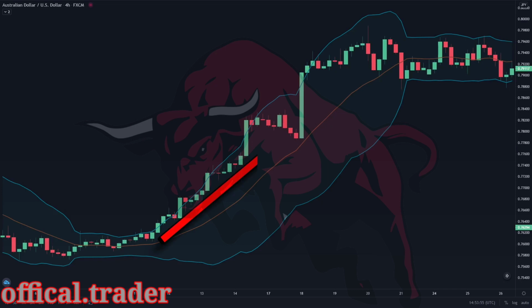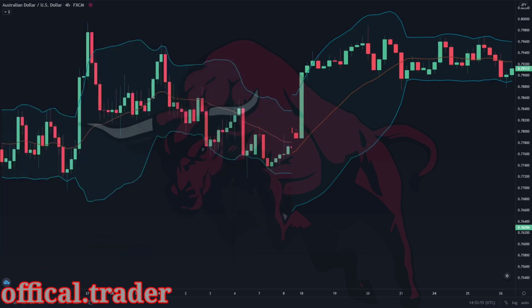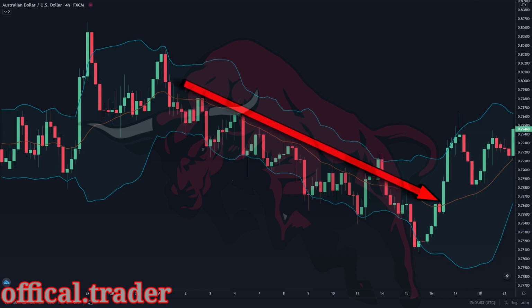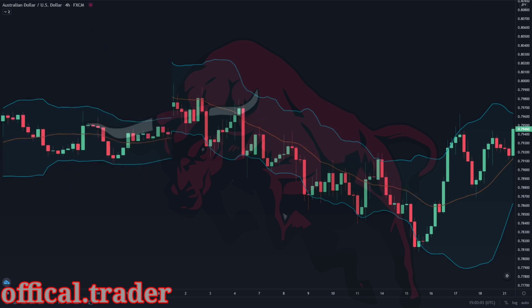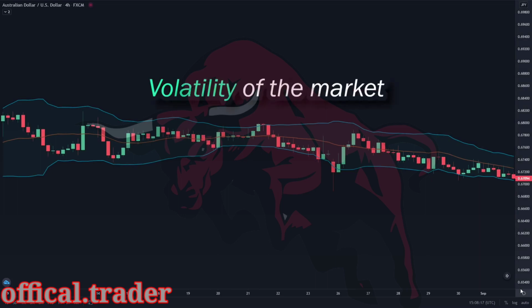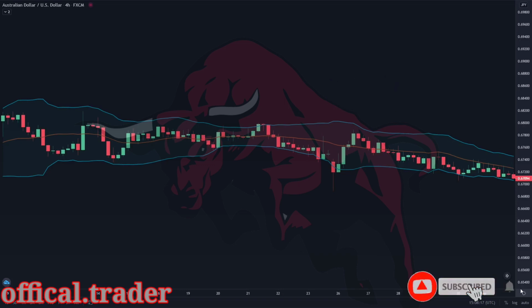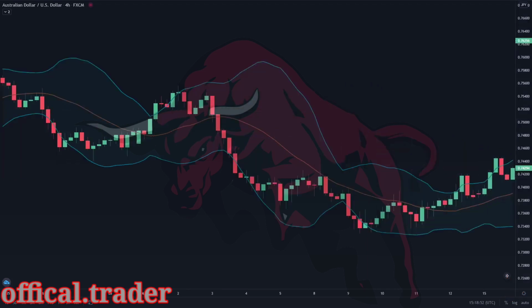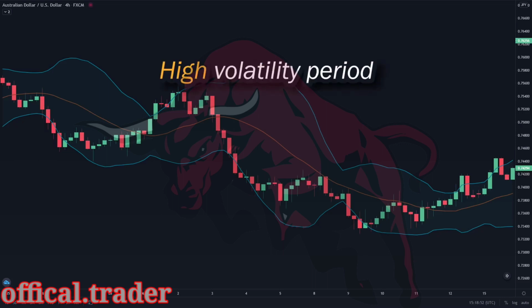The middle line shows the overall direction of the market. If the line is heading upwards, it means that the market is on an uptrend. And if the line is heading downwards, it means that the market is on a downtrend. The two standard deviation bands are used to detect the volatility of the market. If the bands are contracting or close together, it means that the market is in a low volatility period. And if the bands are expanding from each other, it means that the market is in a high volatility period.